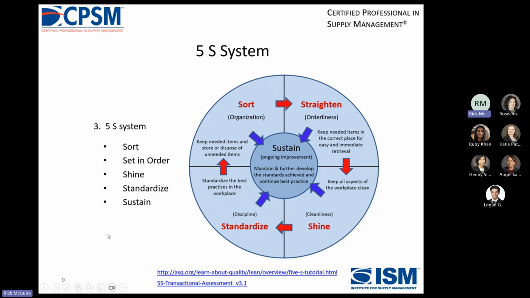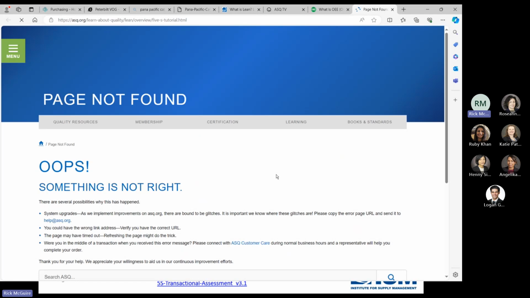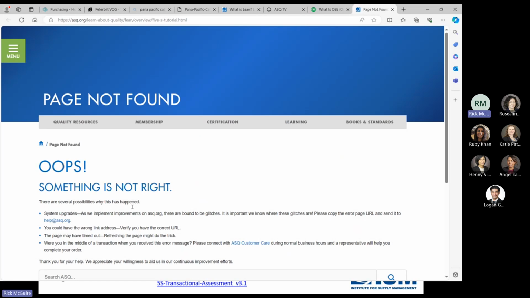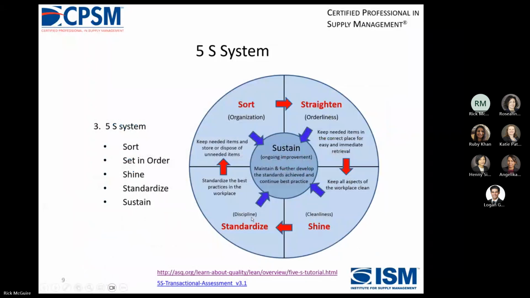And then everybody's favorite, the 5S system. Sort, set in order, shine, standardize, and sustain. And this should give us, this is more ASQ. Well, I guess that one I gotta hook up again. And this is some kind of assessment.